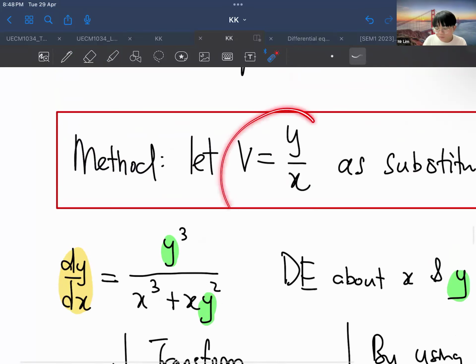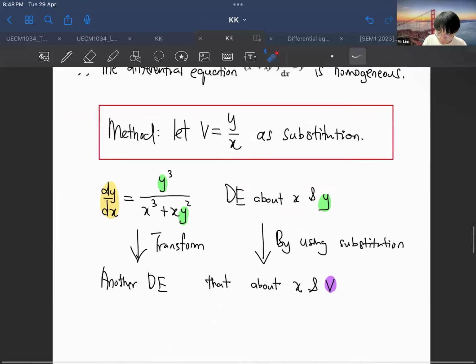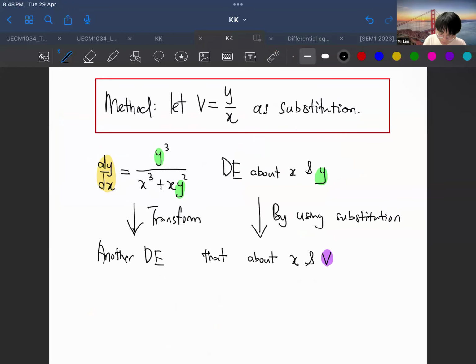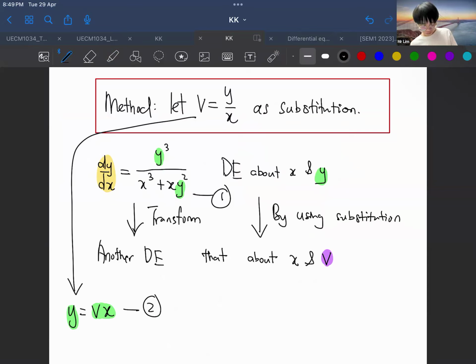From this equation, I try to make y the subject, meaning that I bring my x over here. So from this equation, y equals vx. I'm putting green color, which means that I want to substitute with this letter. Let me call this equation 1, and this one equation 2.